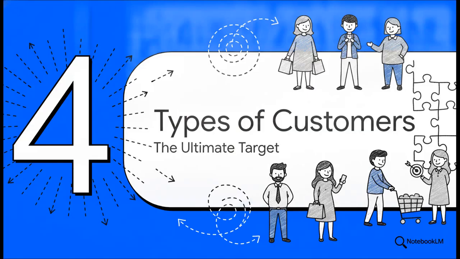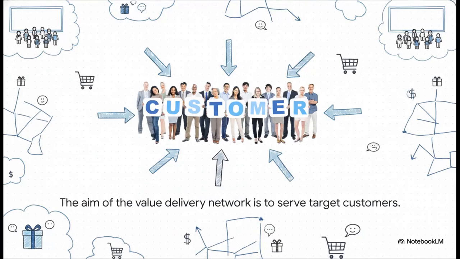Section 4. 5 types of customers. The ultimate target. If you guessed customers, you hit the nail on the head. Customers are, without a doubt, the most important actors in the company's microenvironment. The aim of that entire value delivery network we've been talking about is to serve target customers and to build incredibly strong relationships with them. Without the customer, none of the other actors even have a purpose.